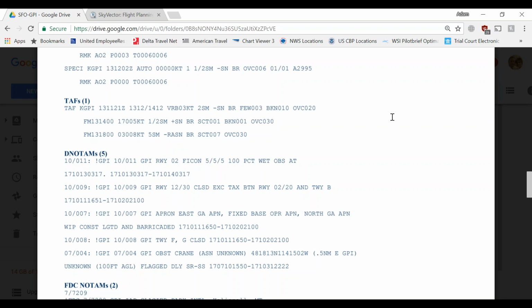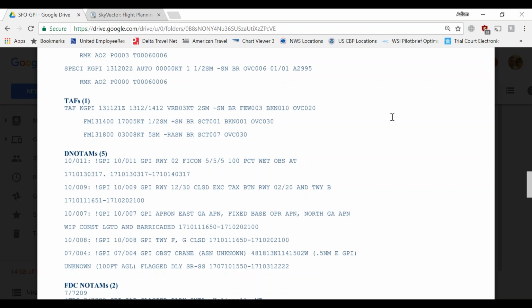So out of all those, what do we care about? What does FICON mean? FICON means field condition. FICON is stuff you're not necessarily going to take into consideration here. That's really stuff you learn more at the airline level, like in class. But it just means field conditions, and it's basically like a braking report, how well the braking action is for a runway.